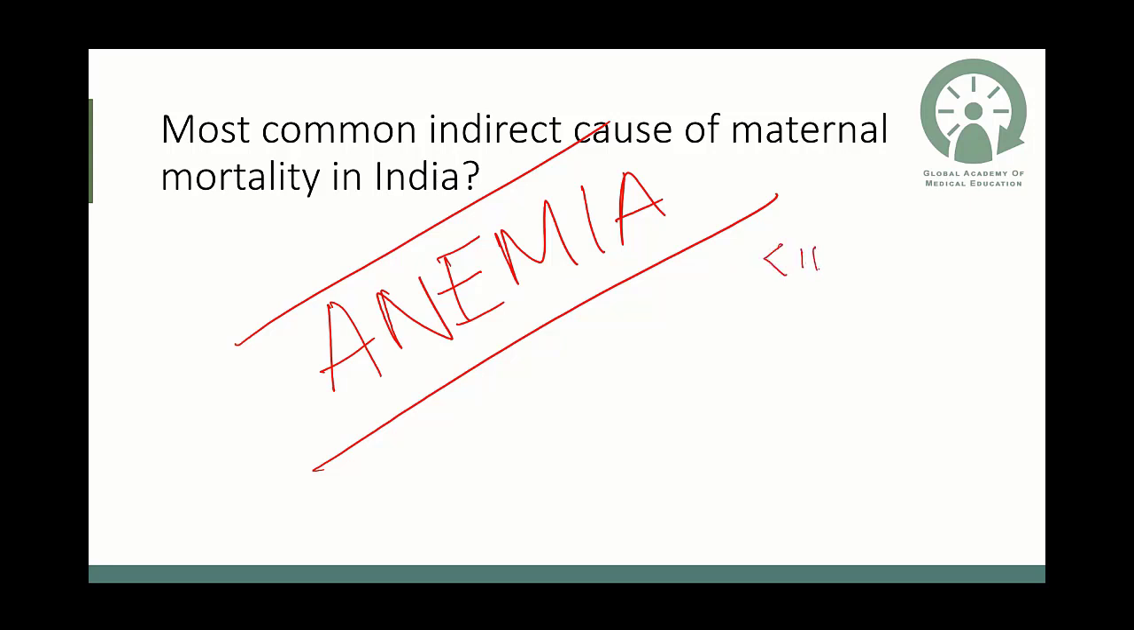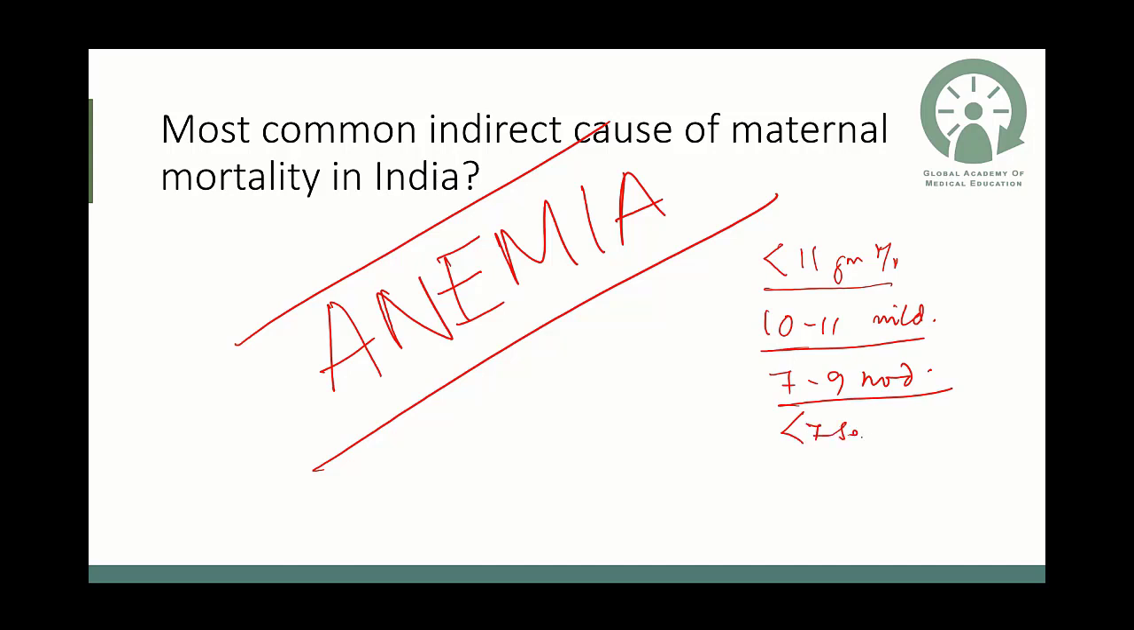Remember, less than 11 gram percentage is defined as anemia, and only 10 to 11 is mild. 7 to 9 is moderate. Less than 7 is severe. There is a controversy about introducing the level of very severe. So as per Government of India, less than 5 is very severe and requires urgent transfusion irrespective of the gestational age.